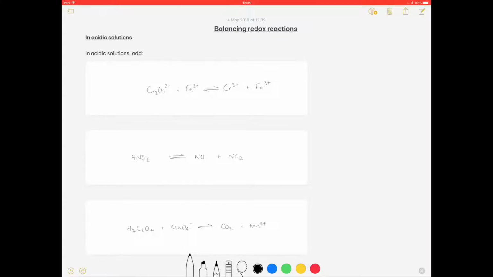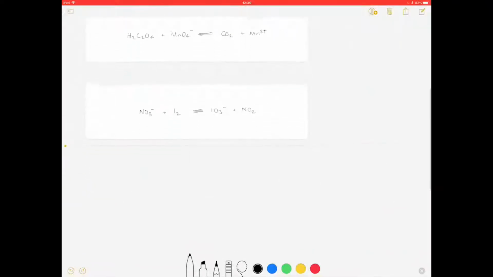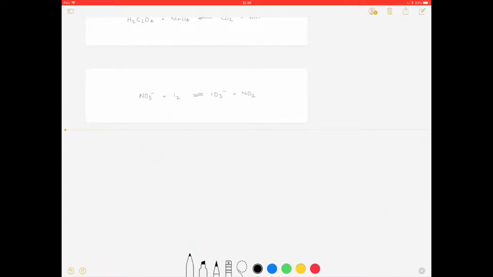In this session, we are going to be looking at balancing redox reactions, and specifically acidic solutions. What I'm going to do is go through a few examples, as you can see here, and just hit you with a bit of theory. Hopefully by the end of it you should be more confident with balancing redox reactions.